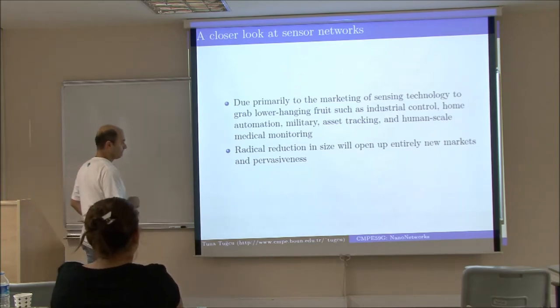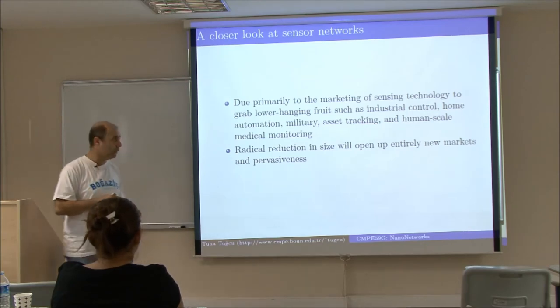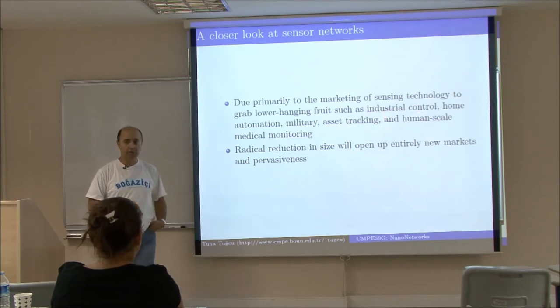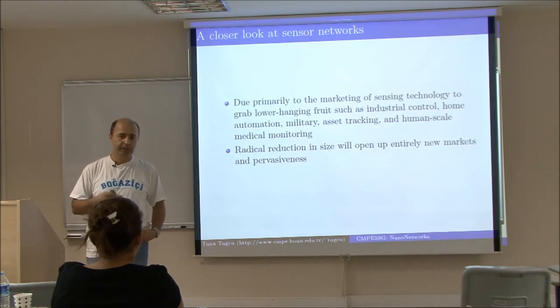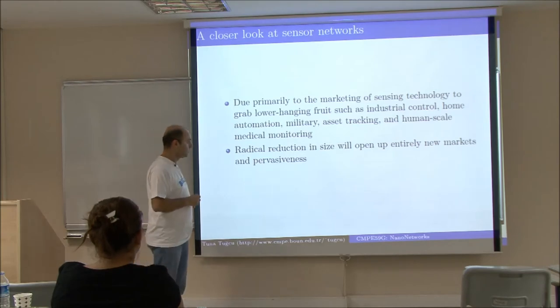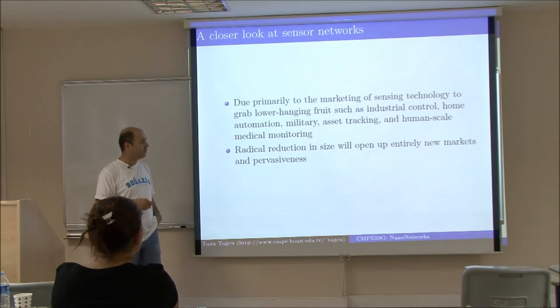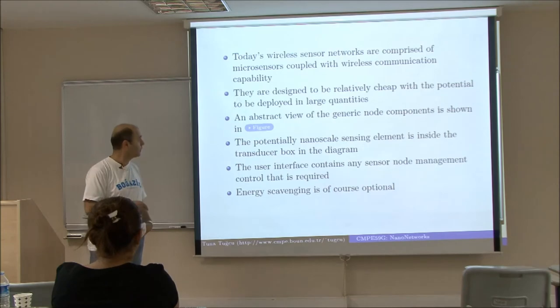So we can try to pick the low-hanging fruit such as industrial control, home automation, military asset tracking, and human-scale medical monitoring. These could be the first application areas of such systems. But of course, it's not limited by these. So a radical decrease in the size will also open up entirely new markets and pervasiveness, if possible.